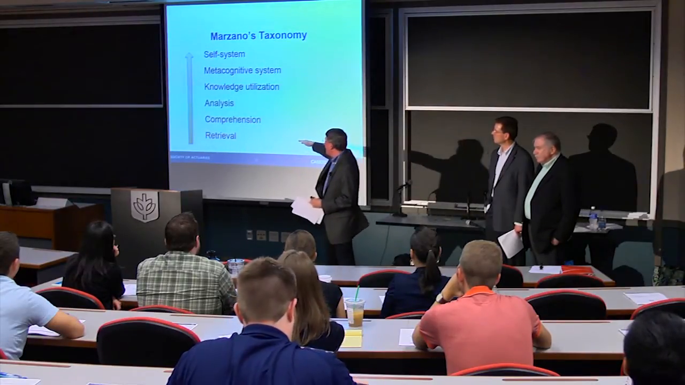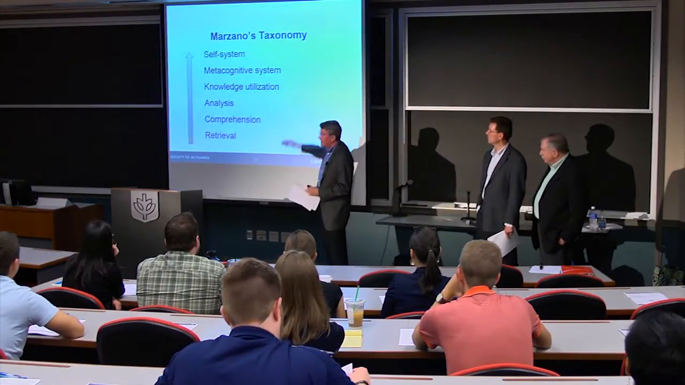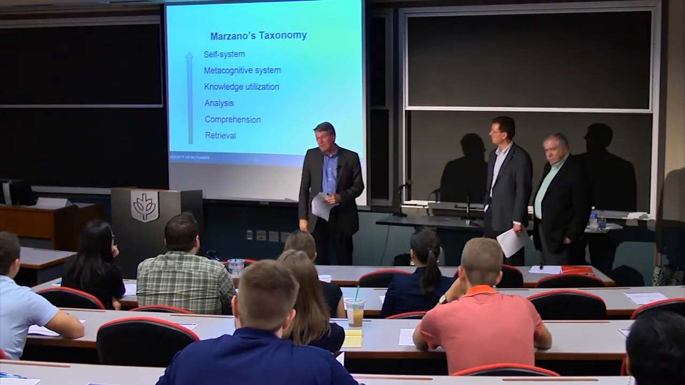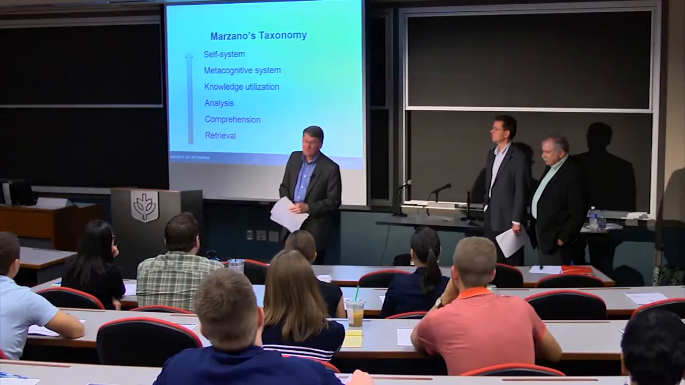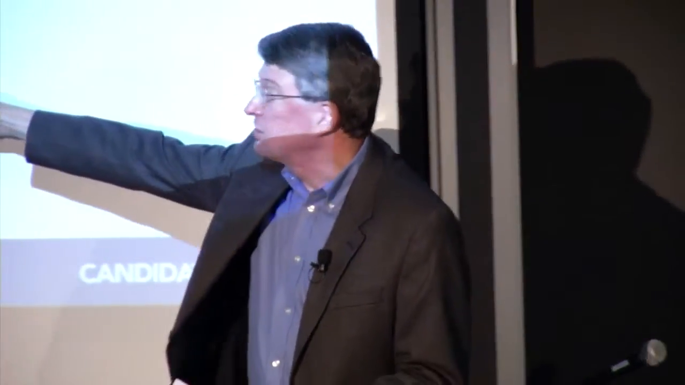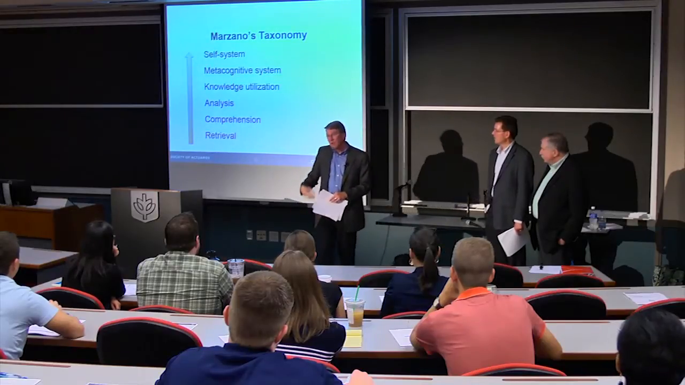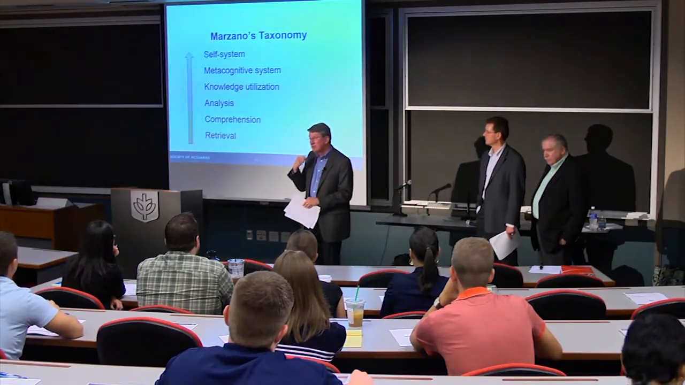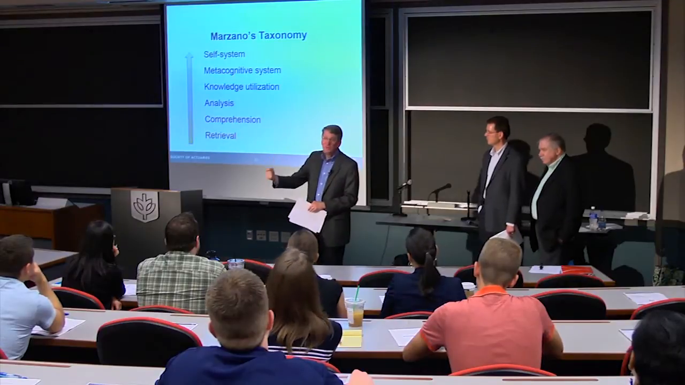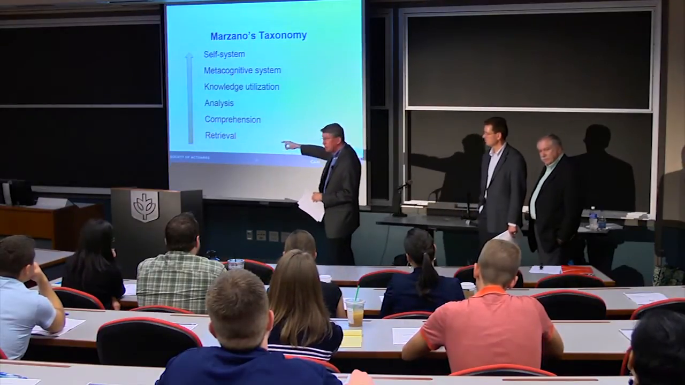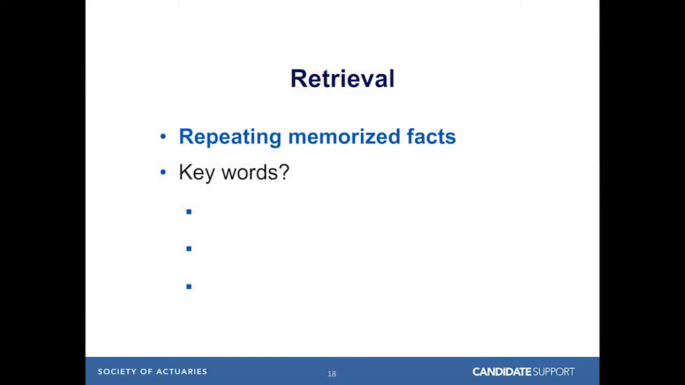So we're going to talk about the bottom 4 levels here, retrieval through knowledge utilization, and we're going to do it as if the Society of Actuaries has come to us and said, we're going to use Marzano's taxonomy as a basis for deciding what level of knowledge people have. And we're interested in these 4 levels, and we need a way to communicate between us, the Society of Actuaries, and the candidates, what that means, what retrieval means, what comprehension means, and so on.